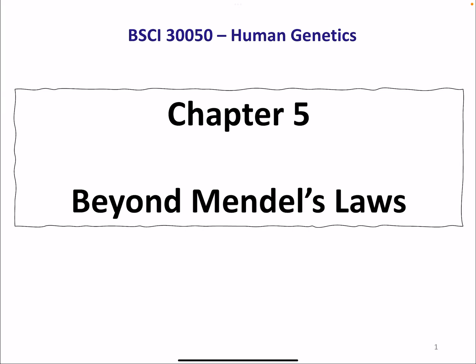Hello, everyone. In this chapter, we are going to go beyond Mendel's laws. As a reminder, with Mendel's law, we looked at dihybrids and monohybrids. In monohybrids, we saw that genes can occur in alternate forms, right? And that these alternate forms were called alleles. You have some alleles that are dominant, others are recessive.